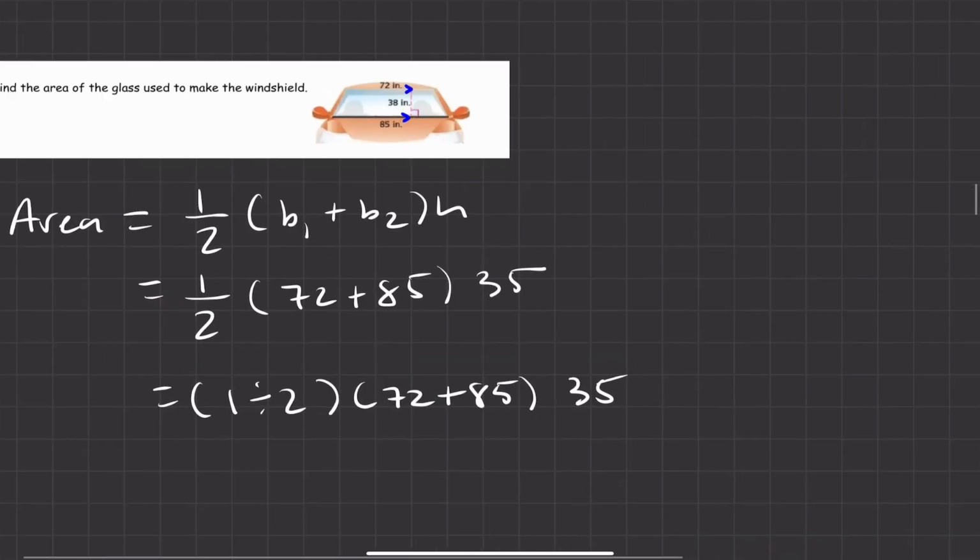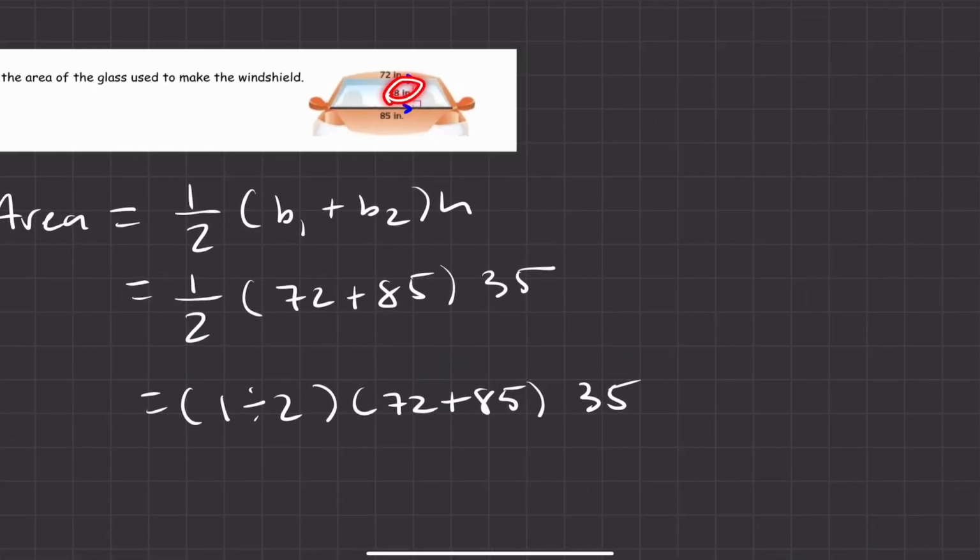Oh, I made a mistake here. This is 38, and I put 35. So I'm going to change that. Okay, so that is 2,983 inches squared.